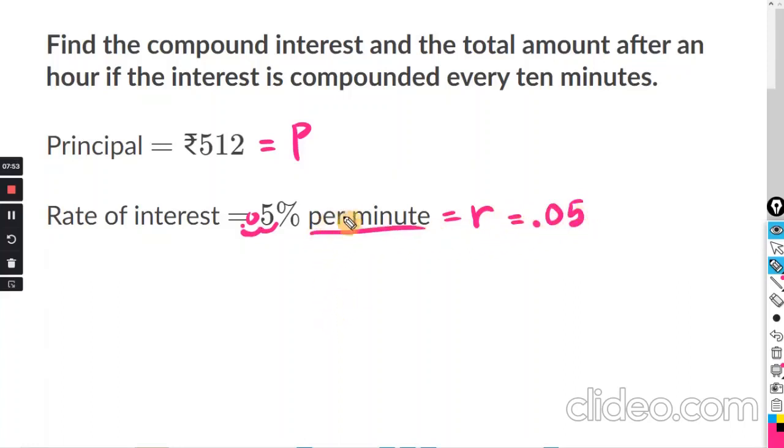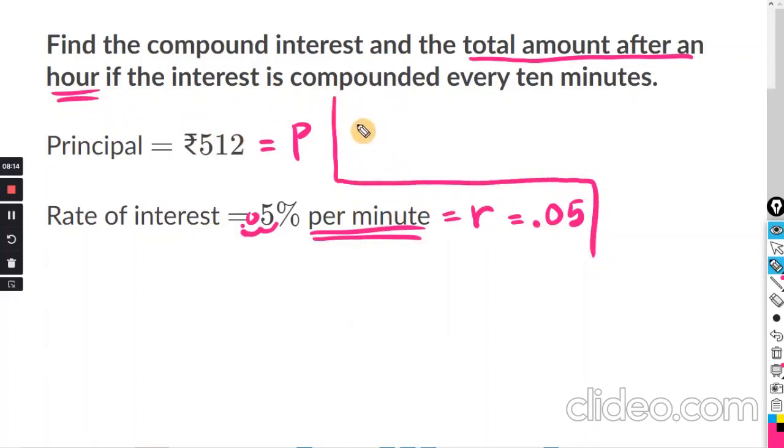All right, let's see. And we want the total amount after an hour. So since this interest rate is per minute, I am going to convert the total time in hours into minutes. All right. So T is the time. And they said after an hour, that's 1 hour. But this percentage is in minutes. So instead of 1 hour, I'm going to make it 60 minutes.